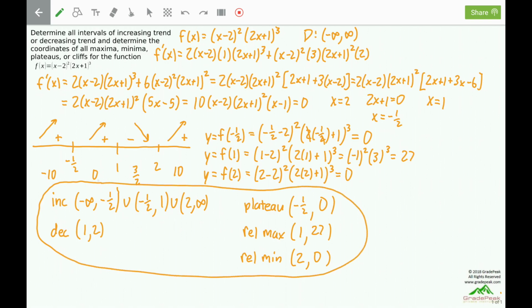And this will be the results for the intervals of increase and decrease, as well as the plateau, the relative max, and the relative min for this function over its entire domain.